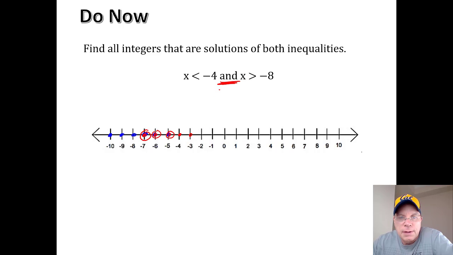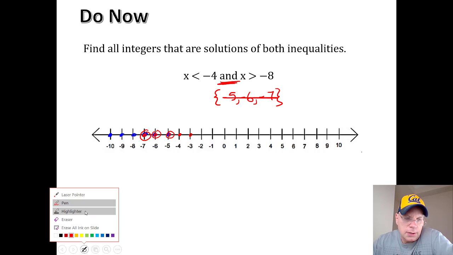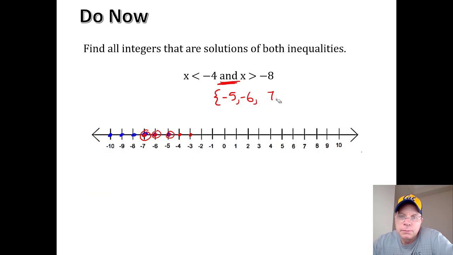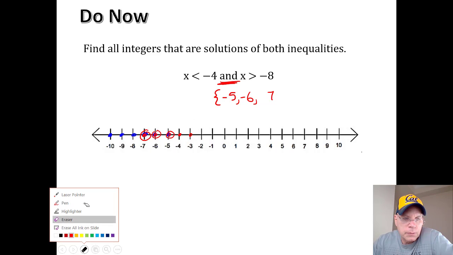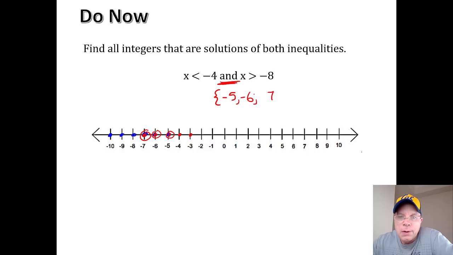-5. I'm going to show you set notation. -5, -6, -7. That's an unfortunate glitch. That's set notation. Yeah, that is what I should do because we specified integers. Now let me clean this up a little bit.